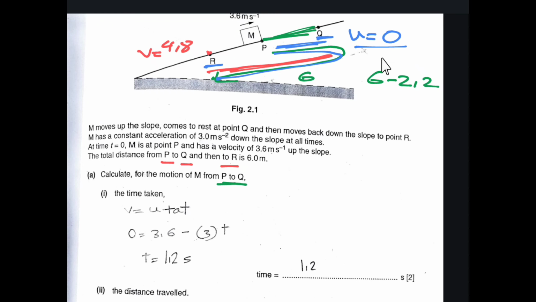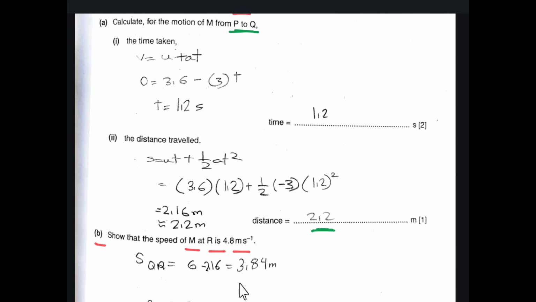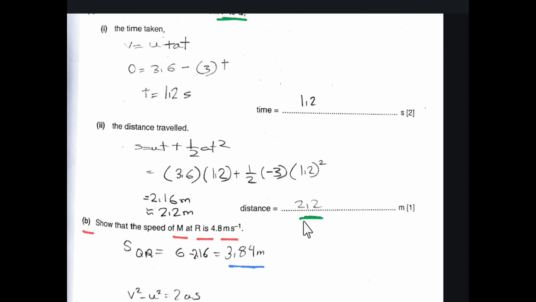So we know the initial speed is 0 and the distance is 3.84. Whenever we need to calculate a value, instead of using the value that we approximated, we have to use the calculated value with more significant figures, that is 2.16 instead of 2.2, to get an appropriate answer. So 6 minus 2.16 comes to be 3.84 meter.